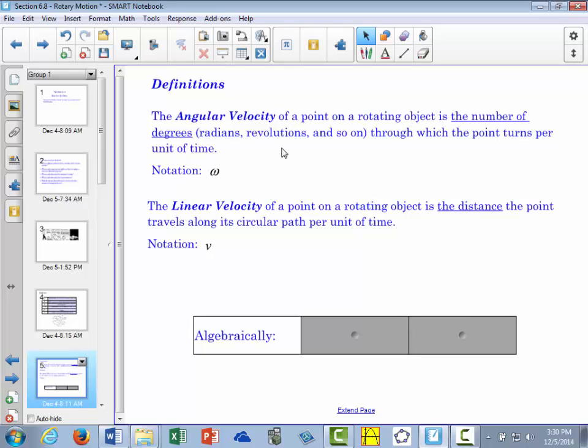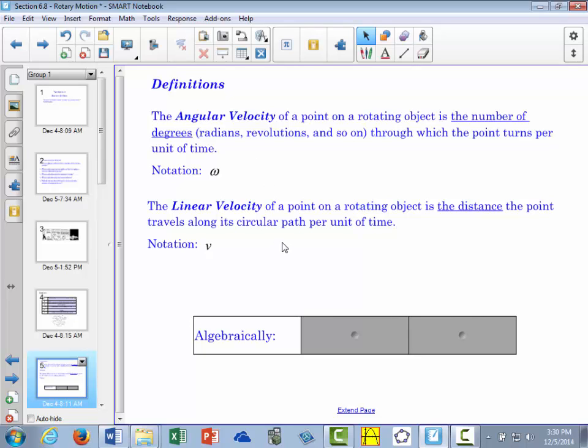The angular velocity of a point on a rotating object is the number of degrees, either in radians or revolutions or so on, could be any of those, through which the point turns per unit of time. So basically how far around a circle, what proportion of a circle have we traveled around? And we'll use again the omega symbol there to discuss angular velocity.